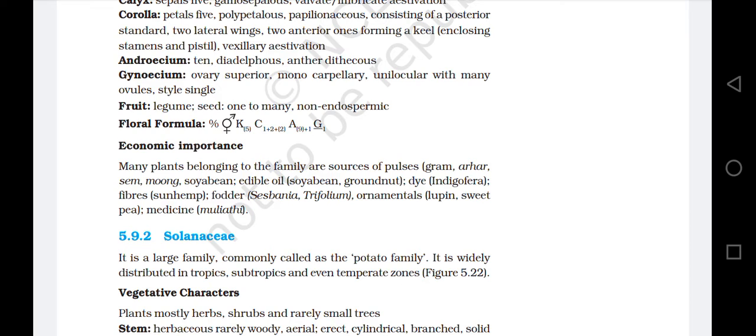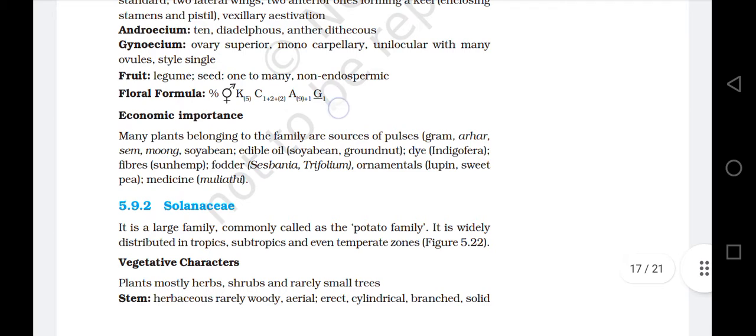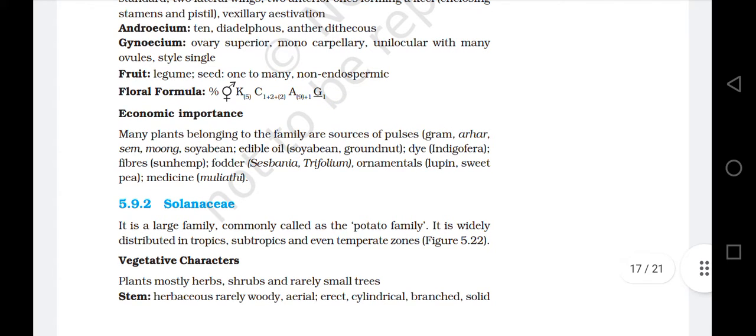Floral formula: zygomorphic, bisexual, K5 united, C 1 plus 2 plus 2 united, that is 2 keel petals, A 9 plus 1, 9 united and 1 single. This is called diadelphous. Underlined G denotes superior ovary.